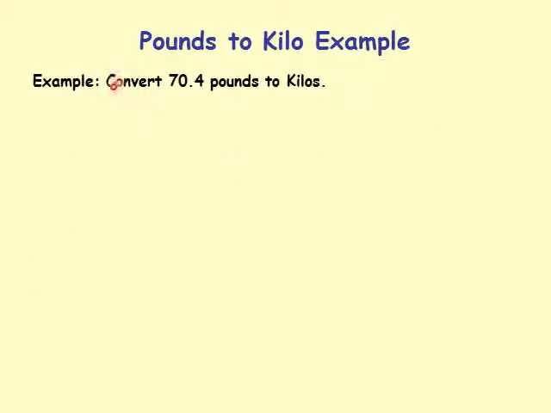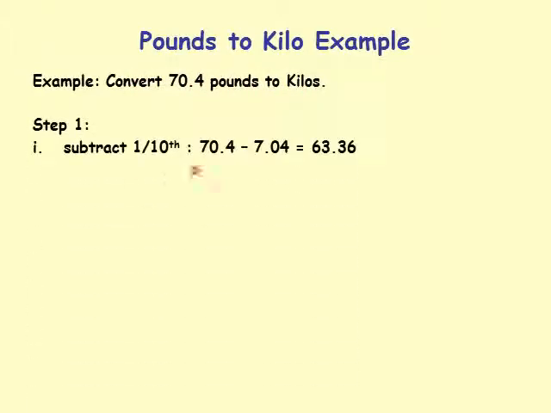So let's do the approximation now. Convert 70.4 pounds to kilos. Let's continue here. Step 1. Subtract a tenth, that means 70.4 minus 7.04, a tenth of that 70.4, is 63.36.